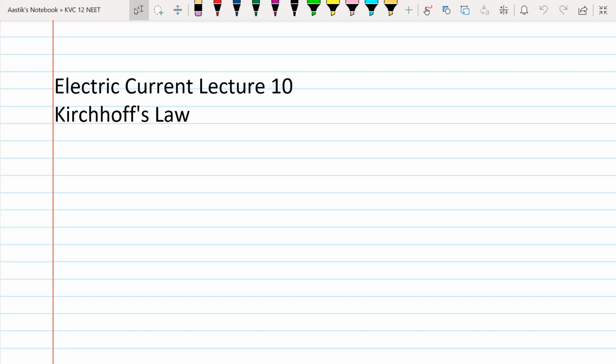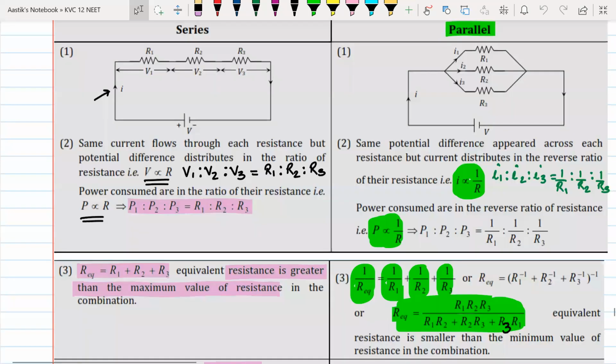This is lecture number 10 in electric current, and in this lecture, we will deal with Kirchhoff's law. In the previous lecture, we had seen series parallel combination once again, and we had seen what happens in series and what happens in parallel. Just to have a quick recap.